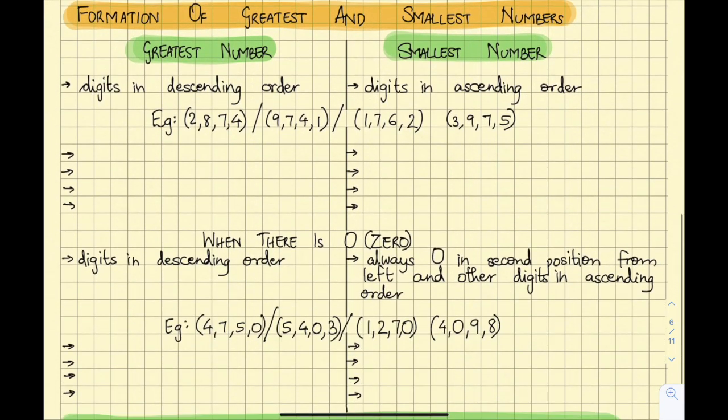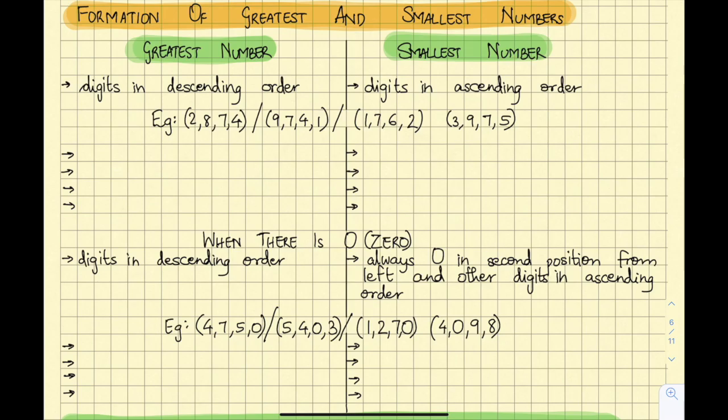Now we move to the next question, next concept, that is formation of greatest and smallest numbers. Now, for forming the greatest number, what do we do and what do we do for forming the smallest number? So for greatest number, what we need to do is just arrange the digits in descending order. Whereas for making the smallest number, we need to arrange the digits in ascending order. Let us see a few examples where we do not have 0. These are just numbers, digits apart from 0 from 1 to 9.